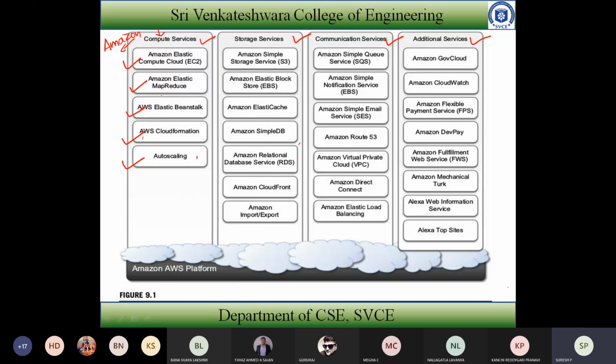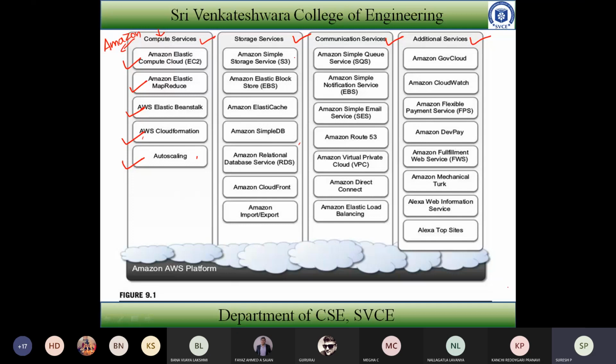So if you're comfortable with using EC2 and MapReduce, that's enough for you to fetch a job in the market. Okay, so the next is storage services. Let's see what the different storage services are going to provide. You can see it here under storage services.